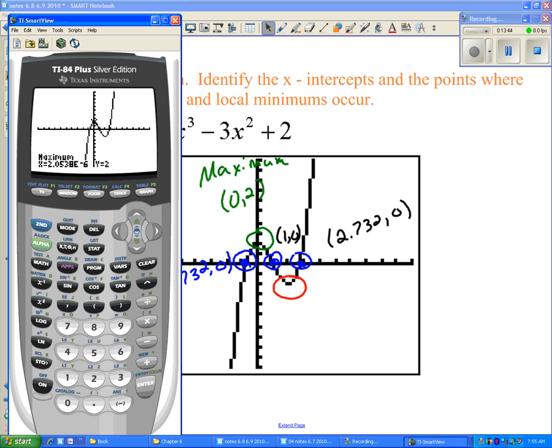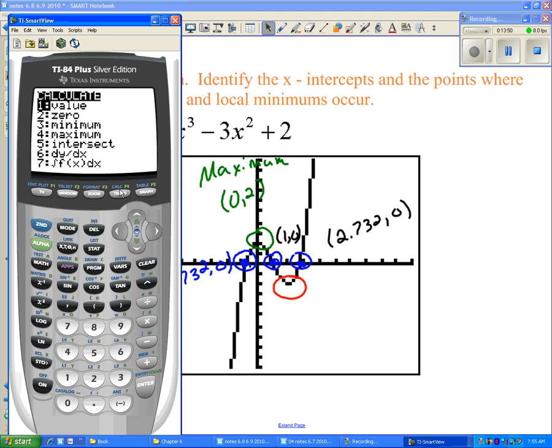I go back to my calculator. I hit second trace to go to the calc menu. Number 3 is my minimum. A left bound. As long as I'm left of that minimum right there, I'm going to be okay. So I'm going to hit enter. See, there's my little arrow. I want a right bound, so I'm going to arrow over to the right of it, hit enter. There's my 2 arrows. Go to the middle, hit enter, and I get 2 and negative 2.